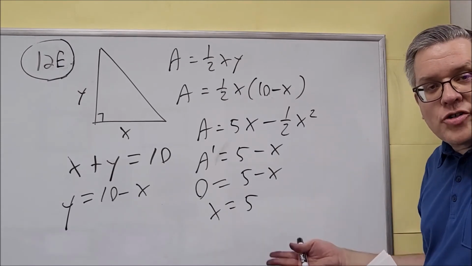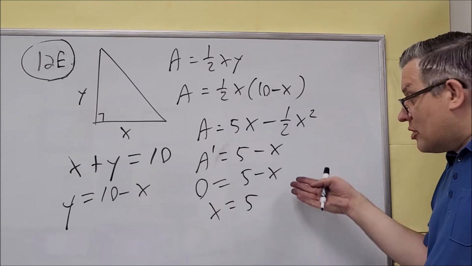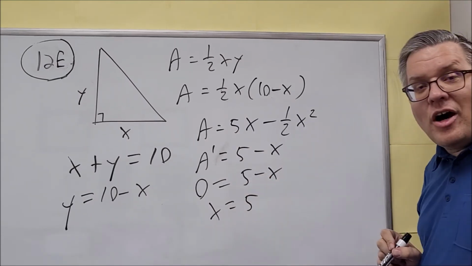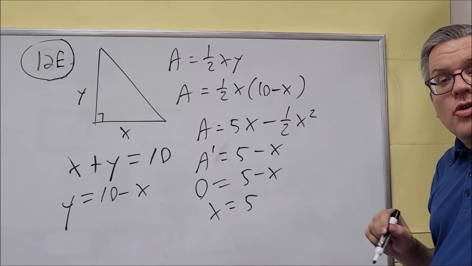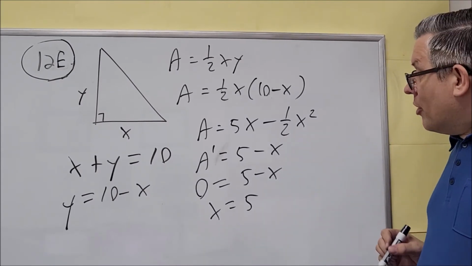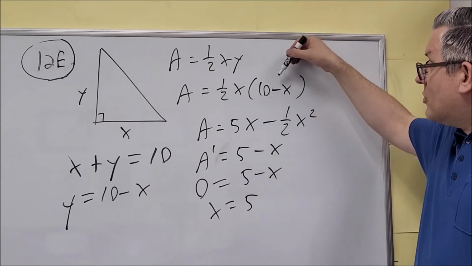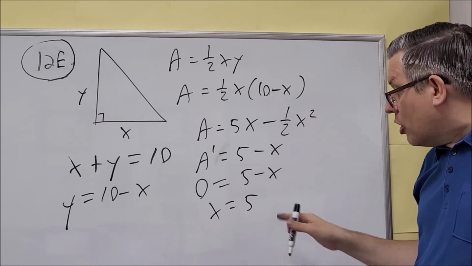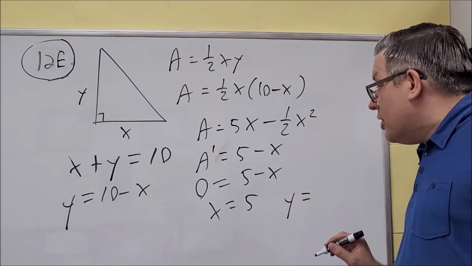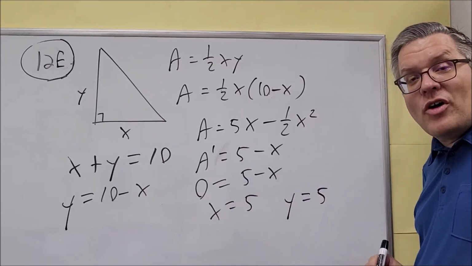Now let's read the instructions to make sure we've answered it. It says, what is the maximum area? Okay, so we're not done yet because it's asking for an area, so we don't want to put 5 down for the answer. It's always good to read the question again to make sure you're answering what they're asking for. Now you can do this one of two ways. You can either put 5 back into the area formula right there, or we can find the y value. So the y value would be 10 minus 5, so I know that y has to be 5 also.